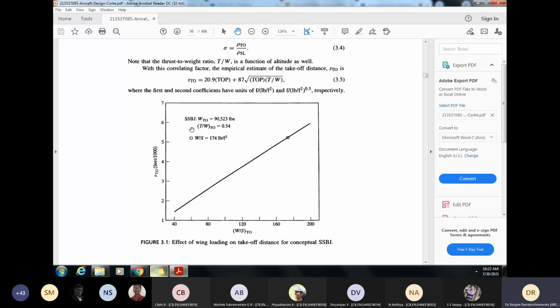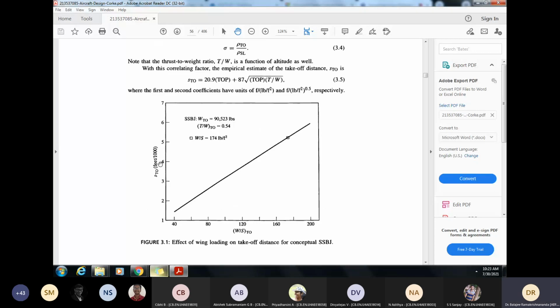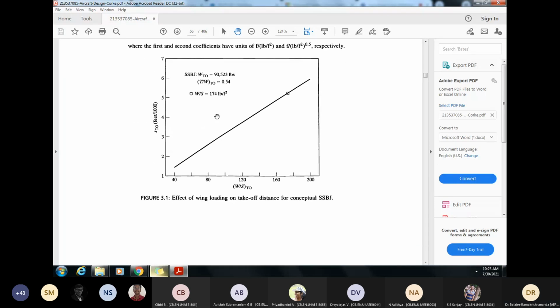So you can look at this graph for the units. Wing loading is 174 pound per feet square. S takeoff is in feet. Feet by 1000 is given. When you do this, you'll know whether it's thousands of feet or feet. If you get a number as 1, that means it is actually 1000 feet.